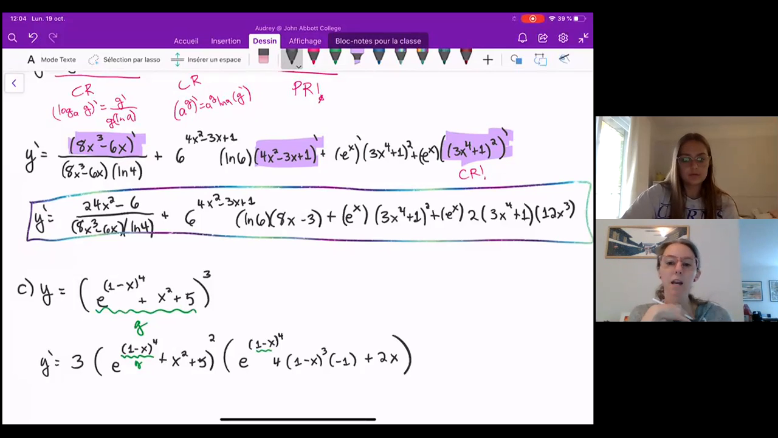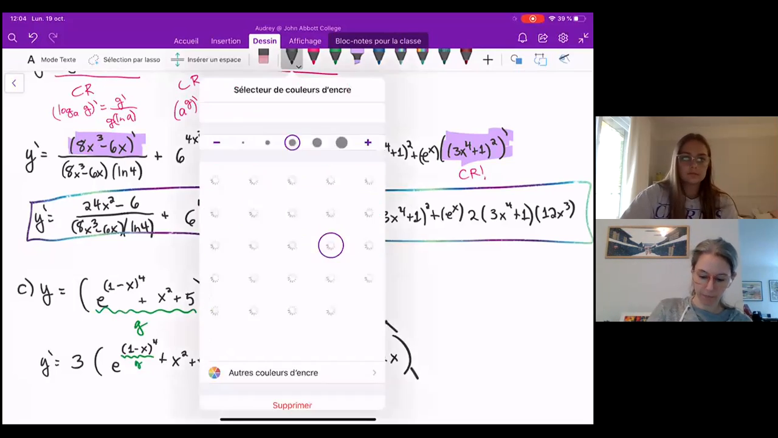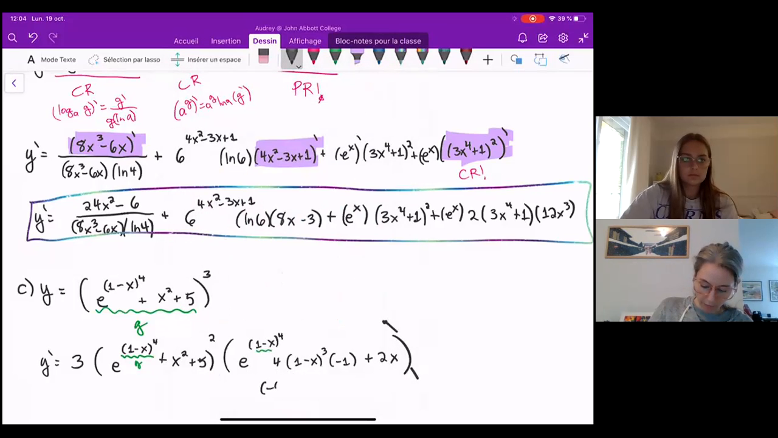Yes, you can put the negative 1 with the 4, but you would then need to put that in parentheses, so you would have negative 4 times (1 minus x cubed), and that's totally fine. Just make sure it's in parentheses so it's not being subtracted.